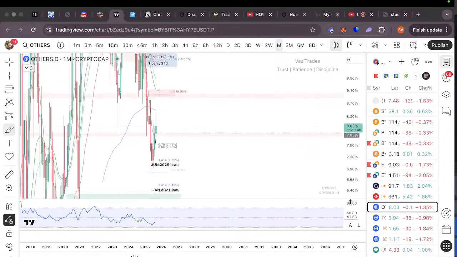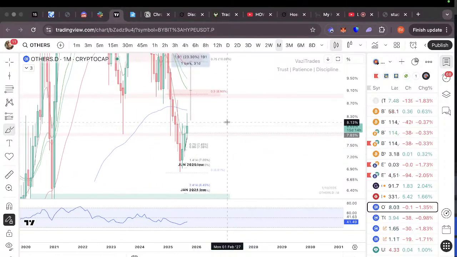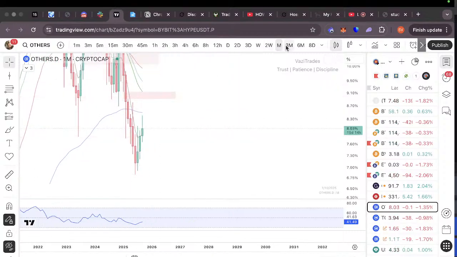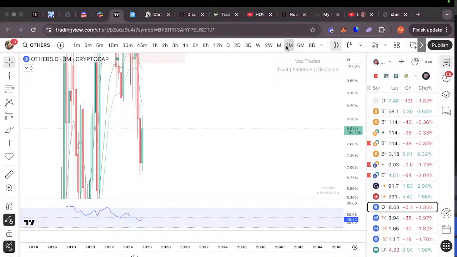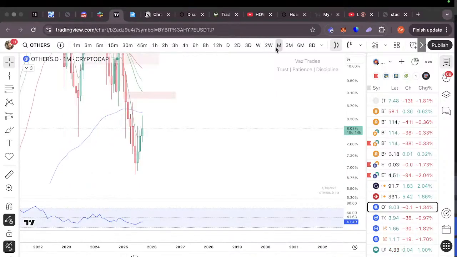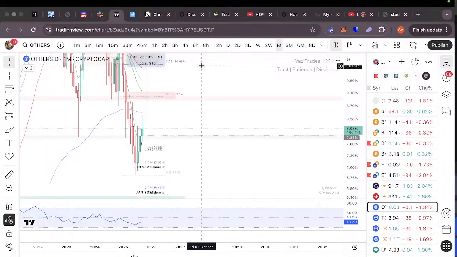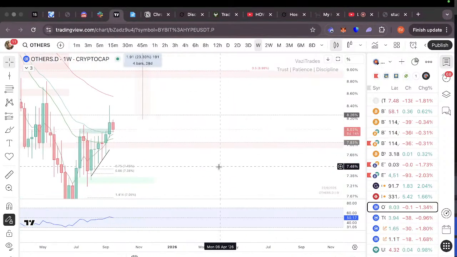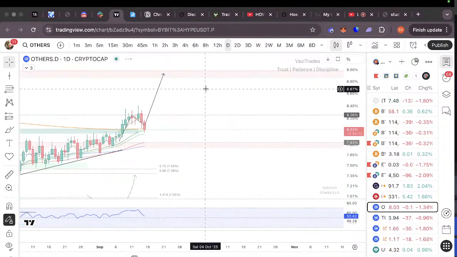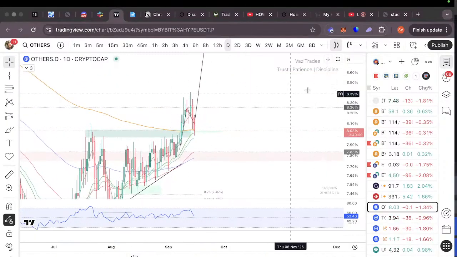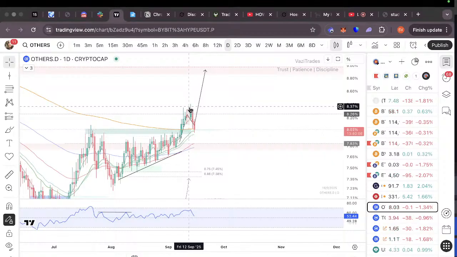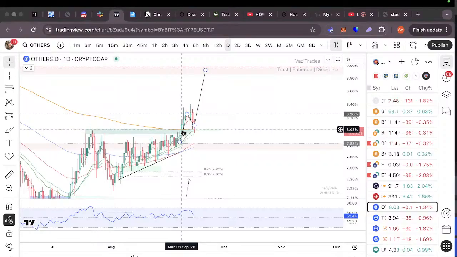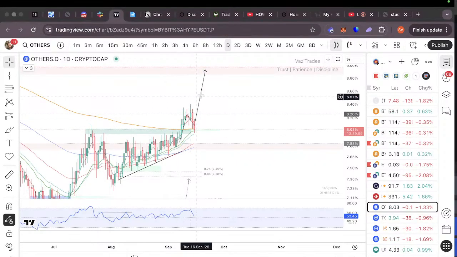Let's go to monthly. Monthly so far, like 3 months that I'm bullish. Okay, monthly right now, nothing for me. Weekly, no, let's go to daily. Daily did a breakout. You remember I was telling you that the only resistance is this 200 EMA, right? So others domination did a breakout above 200 EMA.